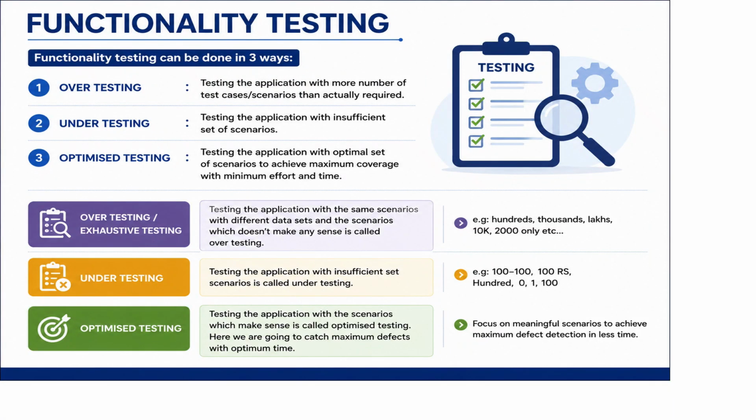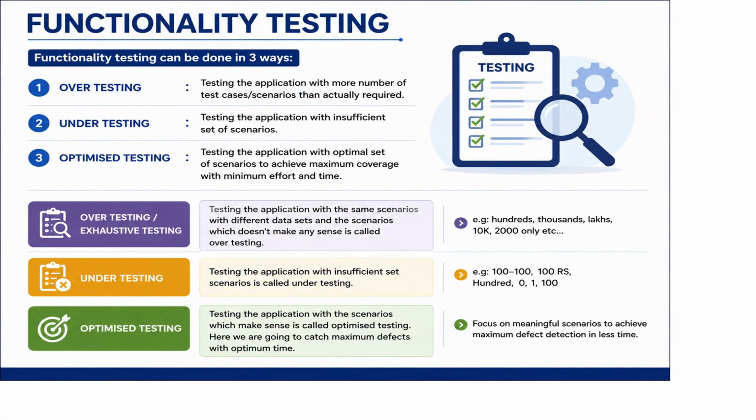For example, in PhonePe, if you're going to transfer, you can't transfer 1 lakh or 2 lakhs. It should start from 1 to 99,999 rupees. So you can't transfer 1 lakh. Here, over testing means, if we check the scenario 1 rupee to 1 lakh, that is fine. You don't need to check for 2 lakh, 3 lakh, 4 lakh, 5 lakh. So this is called over testing.